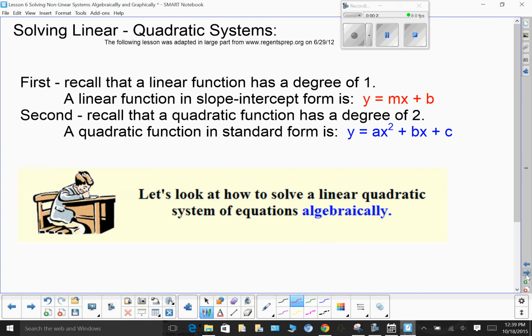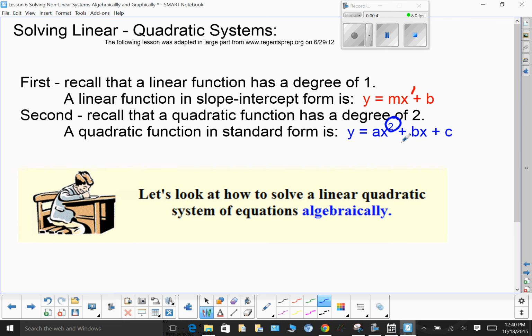First, let's look at what we're talking about. Recall that a linear function has a degree of 1. Remember that y equals mx plus b, the exponent is understood to be 1 if it's not there. Second, recall that a quadratic is y equals ax squared plus bx plus c. The largest exponent is 2, thus it has a degree of 2.